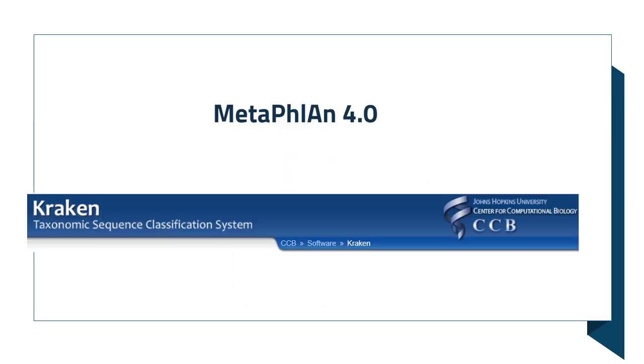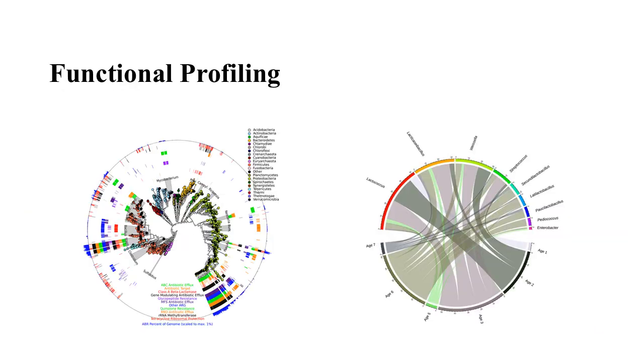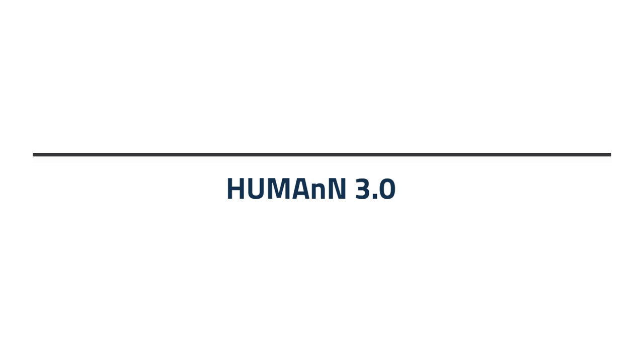Bioinformatics tools like MetaPhlAn, Metagenomic Phylogenetic Analysis, and Kraken are widely used to classify microbial species and their abundance in various environments. Functional profiling. Bioinformatics tools like HUMAnN, the HMP Unified Metabolic Analysis Network, are employed to study the functional potential of microbial communities, allowing researchers to predict which metabolic pathways are active in different environments.